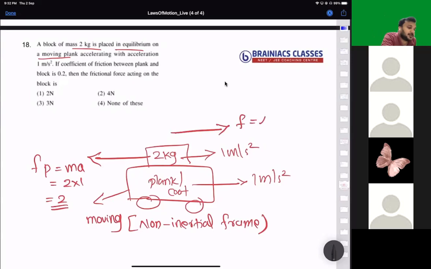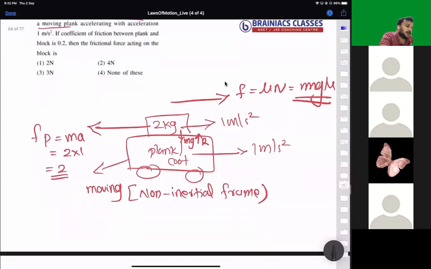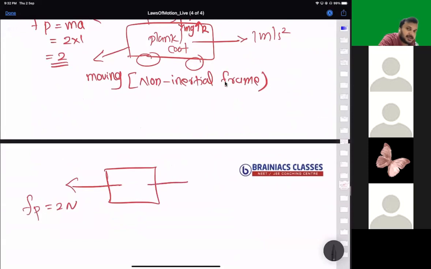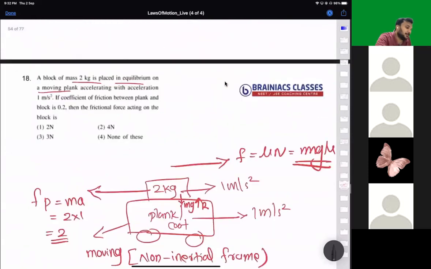What is that force called? Frictional force. Frictional force is equal to mu into N. What is N? In this case, the block has a weight mg and a reaction R upward. So N will be equal to mg, and friction is mu mg. Now I am just representing the block alone. Here we have a pseudo force Fp in this direction, which is equal to 2 newtons, and additionally a frictional force, which is mu mg. Mu is the value given in the question. What is it? 0.2.